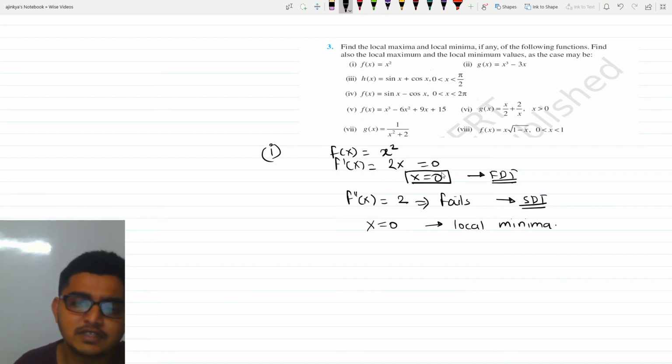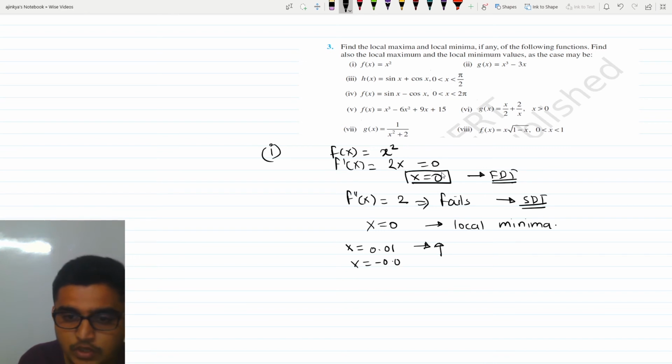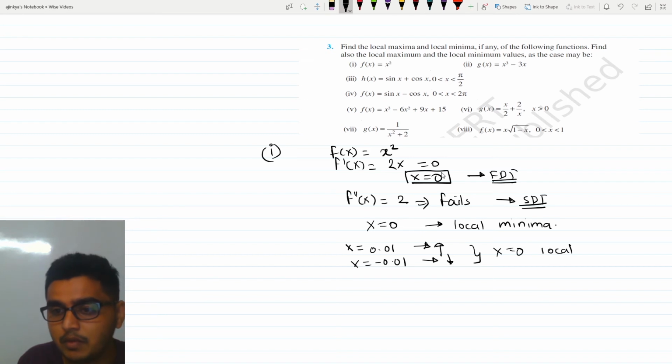So it clearly gave us the nature. Why? Because if x equals 0.01, then the function is increasing, and if x equals minus 0.01, then the function is decreasing, and these two conditions are enough to tell us that x equals 0 is a local minima point.